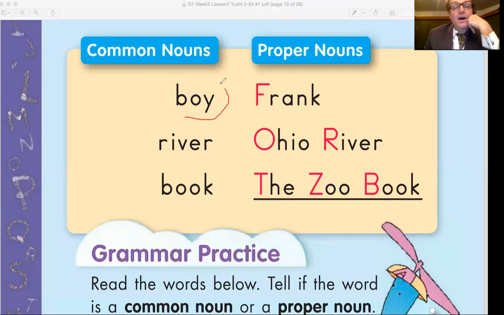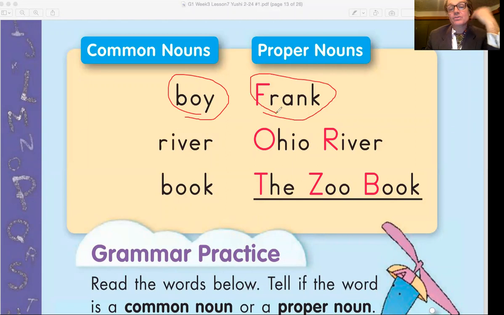Common noun, a boy. Yeah, a boy, but a proper noun, a certain boy whose name is Frank. That's a proper noun, right? And look, do you see the capital? They had to do a capital here because a proper noun is capitalized if it's a name, right?